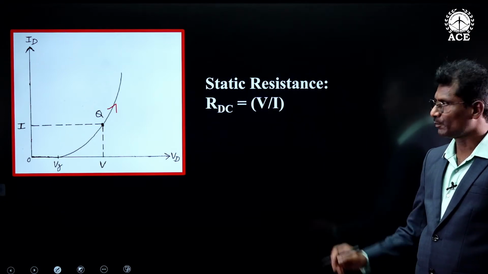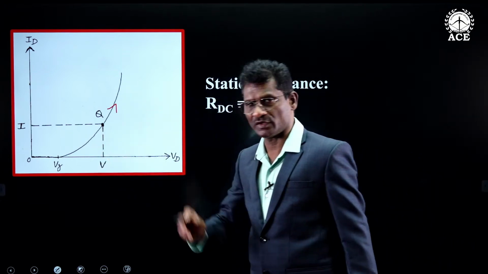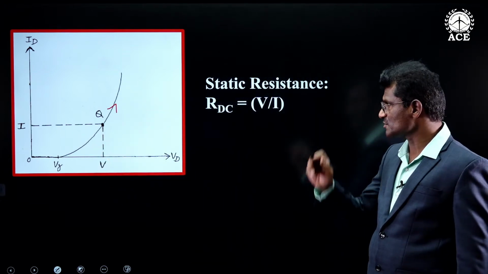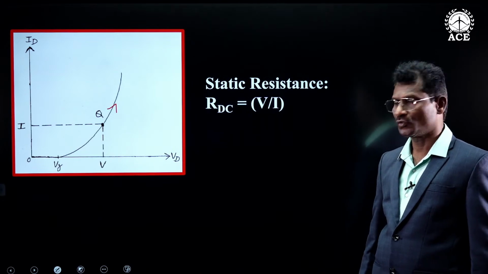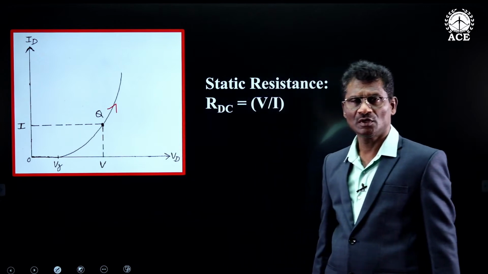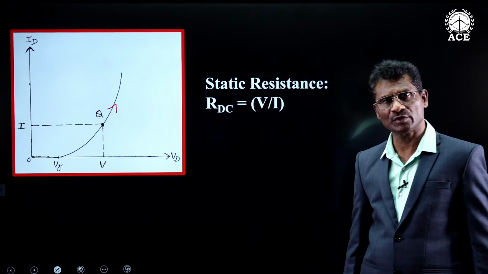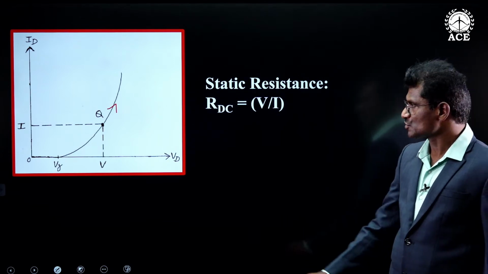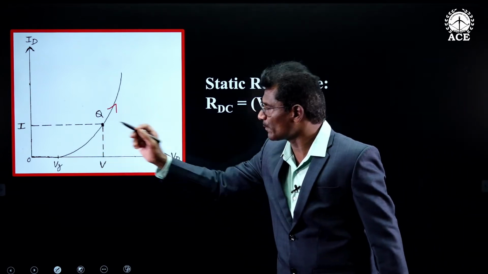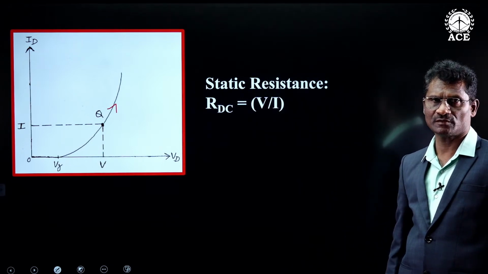Here a small problem exists. As the location of the operating point varies, static resistance will also vary. Why? Because this is exponential in nature. Current in a forward bias diode increases exponentially. So, as the location of the operating point varies, DC or static resistance will also vary.